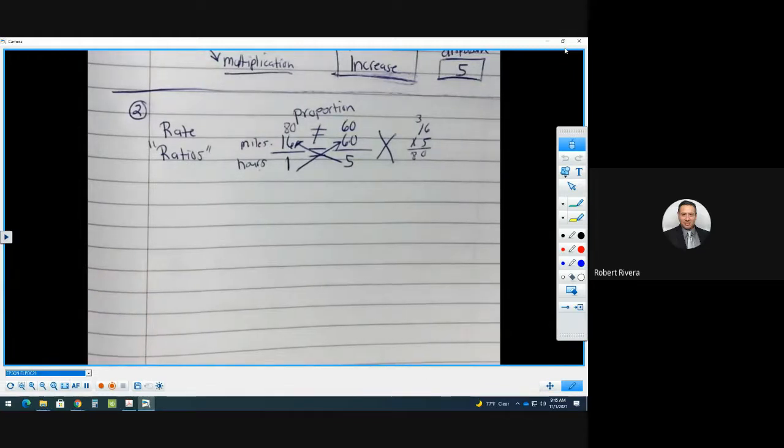Okay? The train could not have traveled 60 miles in 5 hours. It's impossible because he was traveling for every 16 miles, he was taking 1 hour. So how can you say that he traveled 60 in 5? That's not true. Okay?